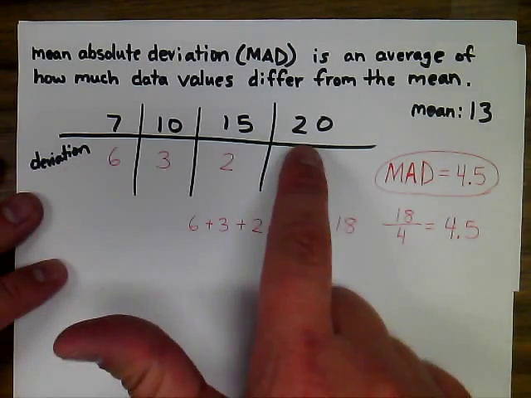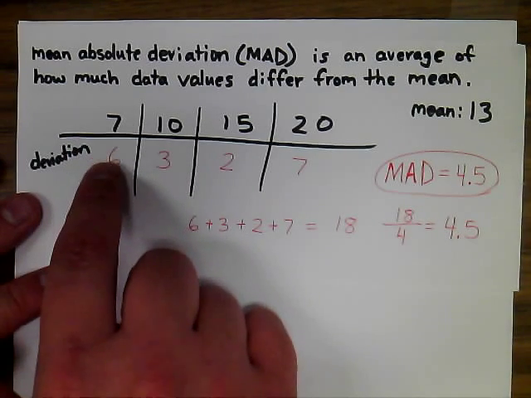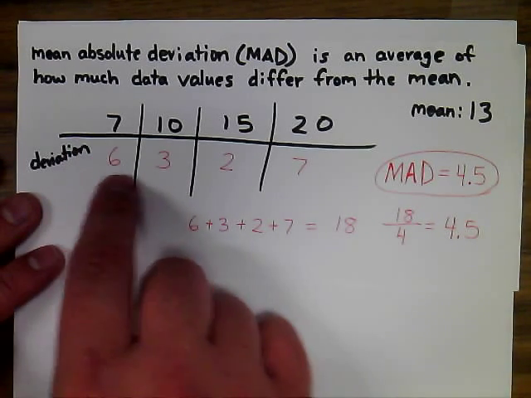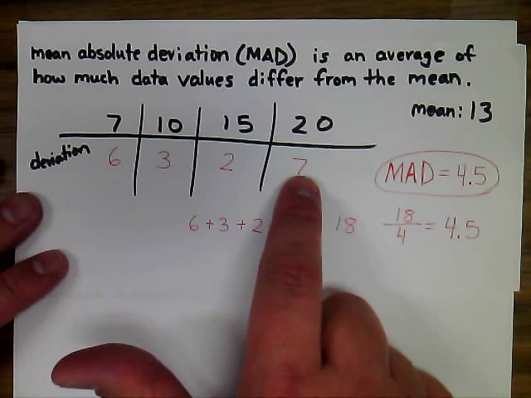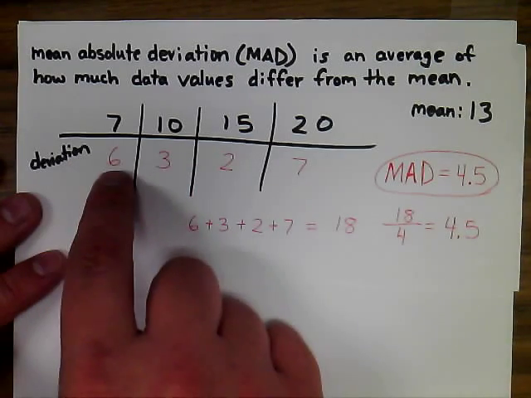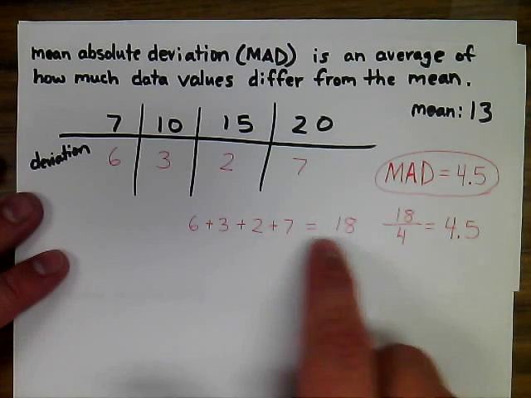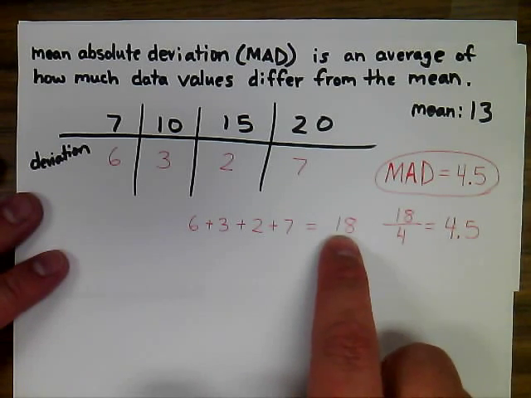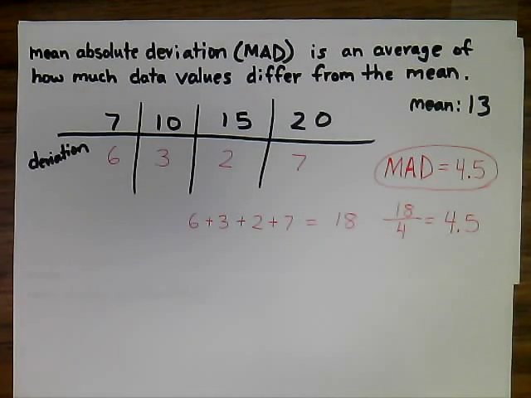So in this same data set, we realized the mean was 13. So the difference between 7 and 13 is 6. This is 6 away from 13. This is only 3 away from 13. This is 2 away, and this is 7 away. So we're going to take those red numbers. These are each the deviation from the mean of these numbers. And we'll add those up and divide those by 4. So 18 as a total divided by 4 tells you the mean absolute deviation is 4.5.